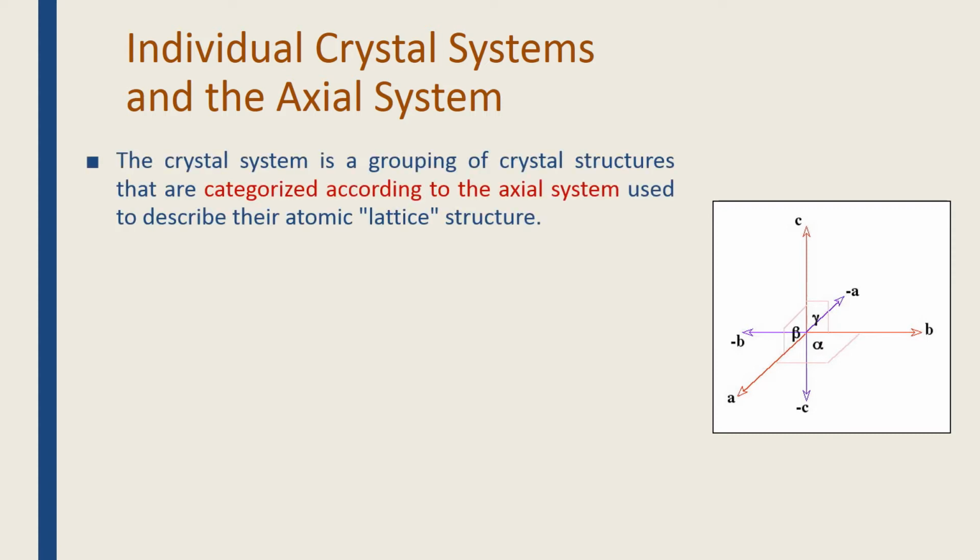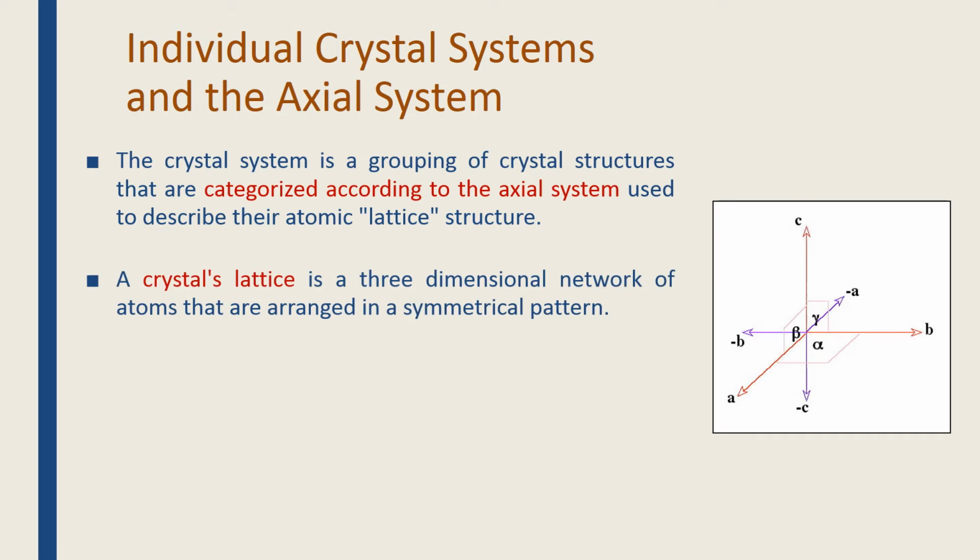Today we will talk about crystal systems and axial systems. We categorize crystal structures according to the axial system to describe their atomic lattice structure. As you will understand later, this figure on the right side shows what an axis means, what symmetry means, and what a rotational axis means. So the crystal lattice is a three-dimensional network of atoms that are arranged in a symmetrical pattern.